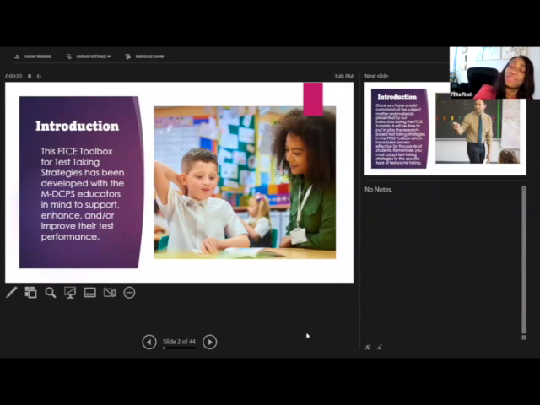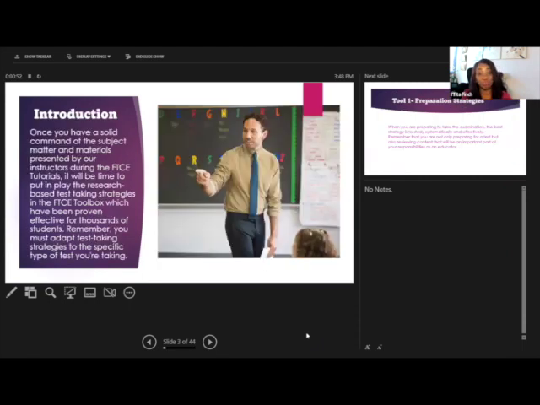Okay, so this FTCE toolbox for test taking strategies has been developed by us here at Miami-Dade County Public School educators, with the aim to support, enhance, and improve test performance. Remember that the toolbox was developed by educators here in Miami, including myself, but this is for the test of Florida. So even if you're not in Miami, this information is still relevant to you.